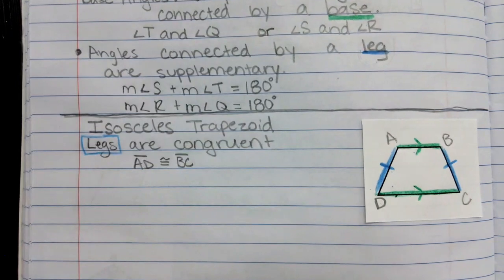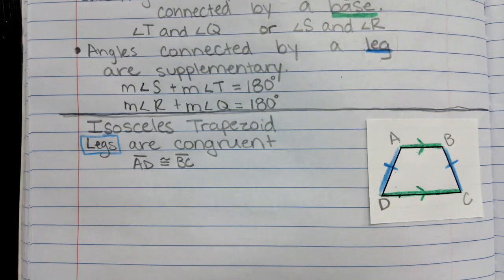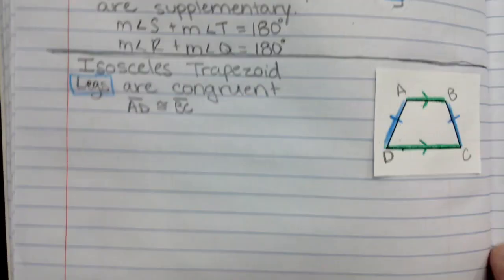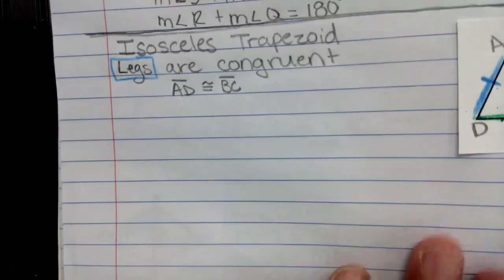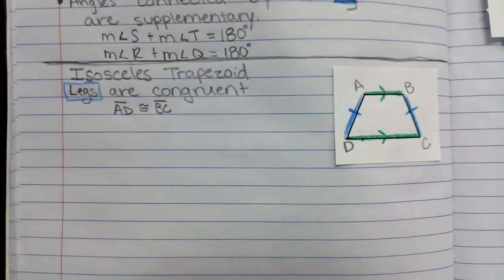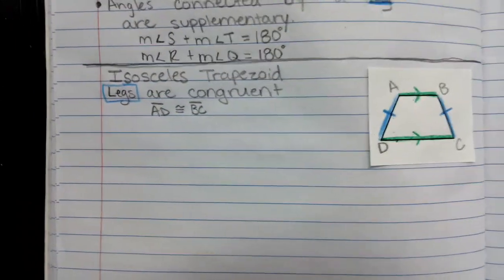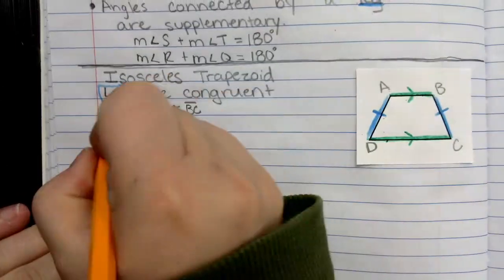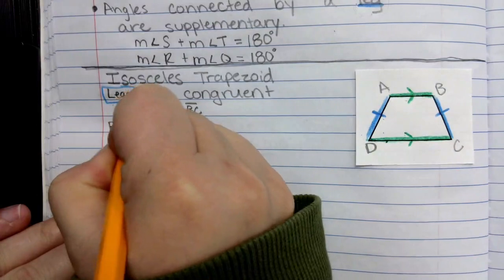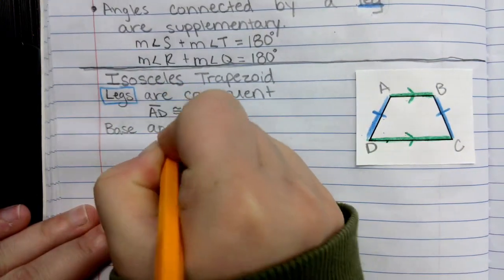So our base angles, those pairs of angles, will be congruent to each other. So does anyone remember base angle means that they share a base? So what's one of our angles here, or two of our angles that share a base together, or that are connected by a base?